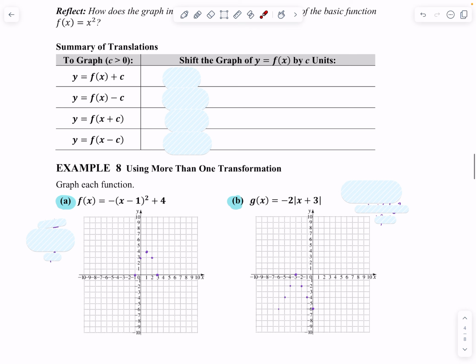Now, this particular table is just simply a conglomeration of things that we've already done. So we've got, if it's outside the parent and positive, we're going to go up. If it's outside the parent and minus, we're going to go down. If it's inside the parent and plus, we're going to go to the left. That's backwards from what we expect. And if it's inside the parent and we're using a subtraction there, it's going to go to the right. Again, backwards from what we expect it to be.